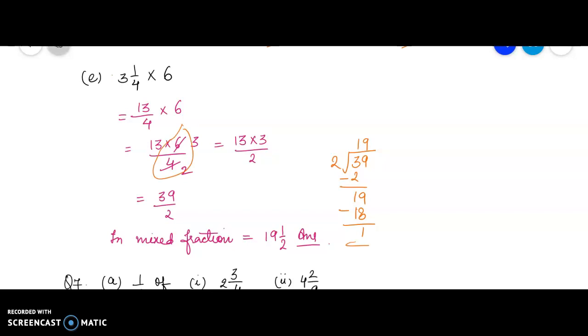2 2s is 4, and 2 3s is 6, which becomes 13 multiplied by 3 upon 2. Nothing further can be divided, so its answer is 39 upon 2. In mixed fraction, again I'll divide 39 by 2 and I'll get 19 1 by 2 as my answer.